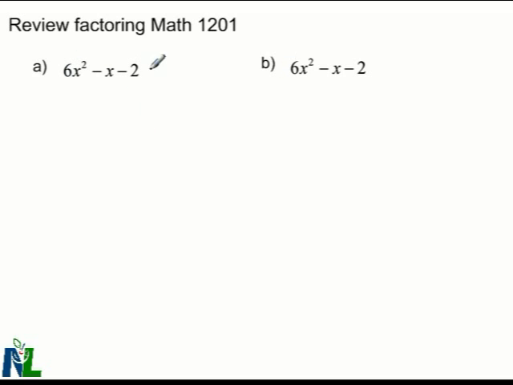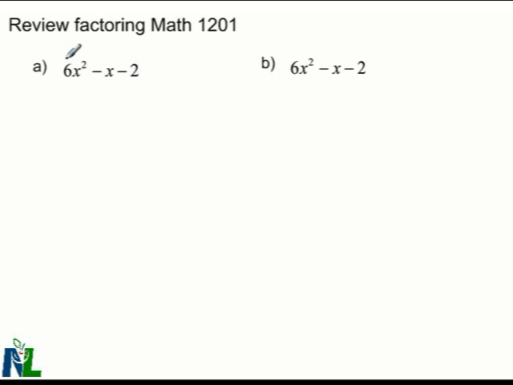Looking at the trinomial given here, we see 6x squared minus x minus 2. So the first thing we would normally try to do is see if I can divide everything by 6. But looking at this, I can see I can't divide 6 into negative 1 and receive a whole number, and I can't divide 6 into 2 and get a whole number.